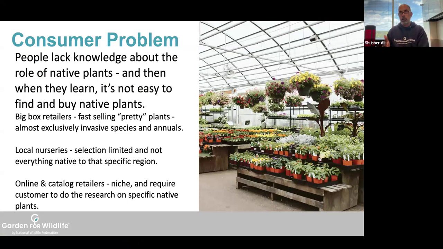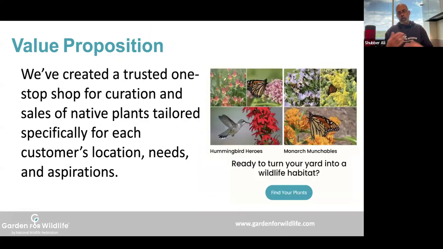And then there are a number of catalogs out there that you can buy from. But what I was finding is that oftentimes you still had to do the research as to what specifically in the catalog was native to you. They sell native plants, but they're native somewhere. And in fact, the joke is everything's native somewhere. It's just you need what's native to your region. So what do we do?